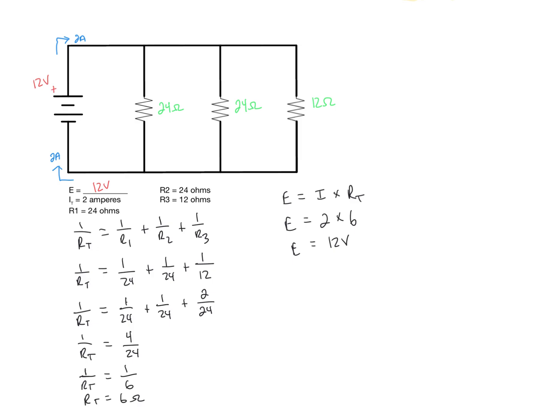So now what I can do, just to double check my work in here, is use one of the other formulas. Maybe I use current, for example, is equal to voltage divided by resistance. So current is equal to 12 divided by our total resistance of 6, which means that our current is 2 amps, and that of course matches what we had listed right there. Okay, and so that one is sound with that solution as well.